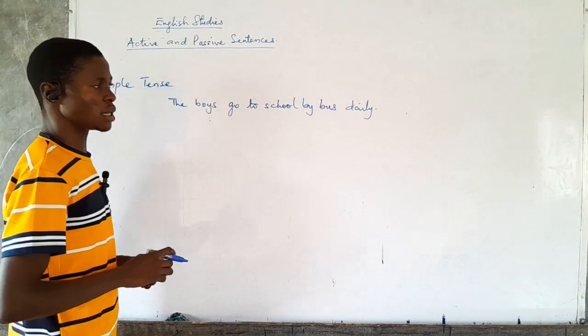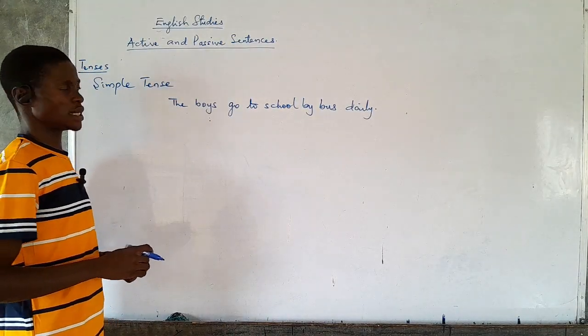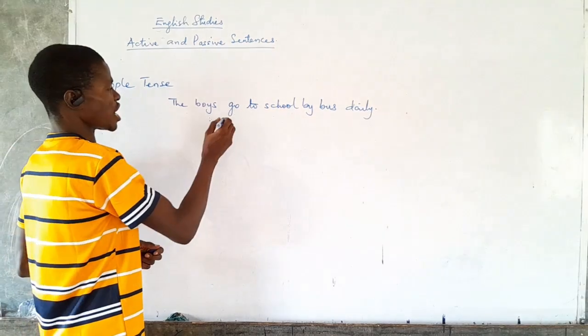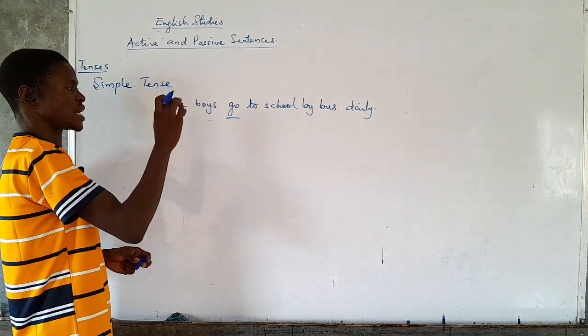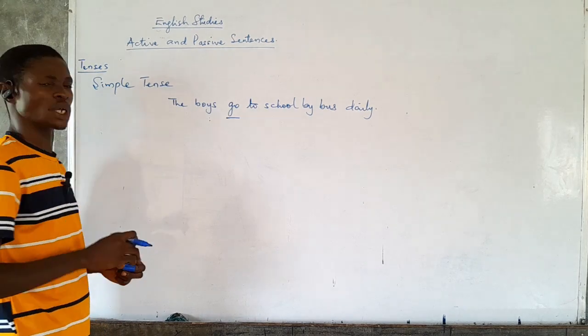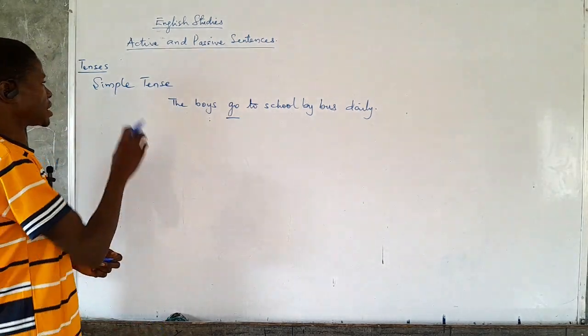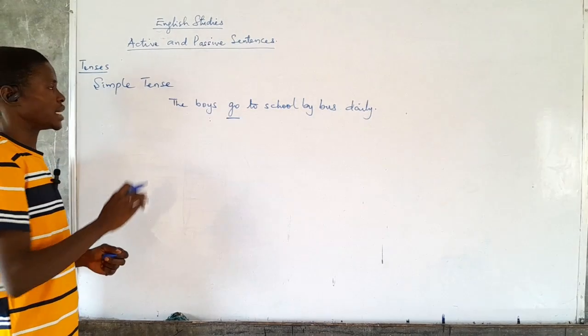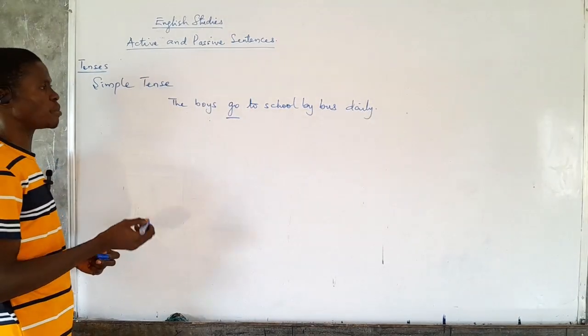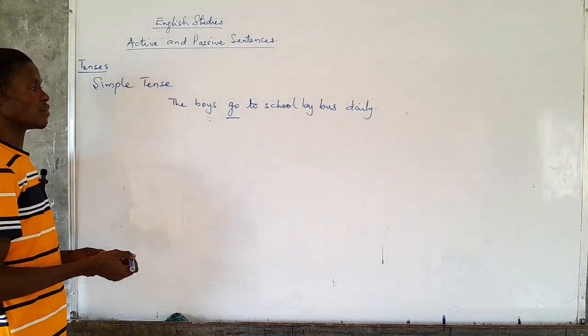The boys go to school by bus daily. The verb that we have here is go. This kind of tense is talking of what happened on a regular basis. That is simple tense. It may come in the present form or in the past form.